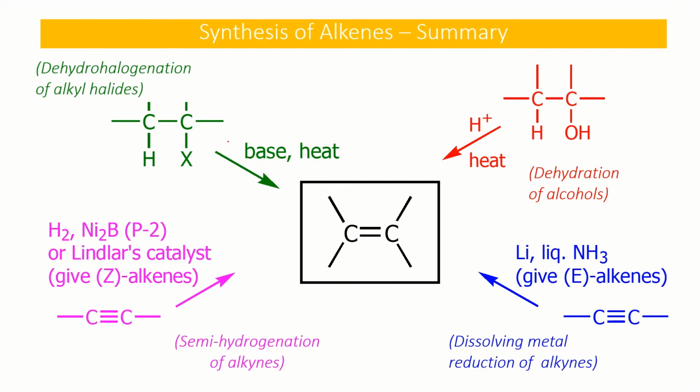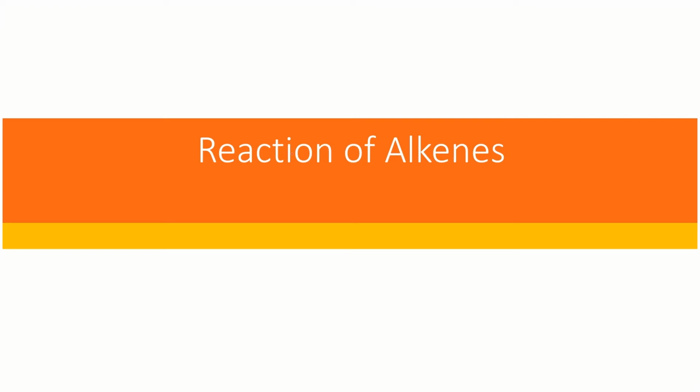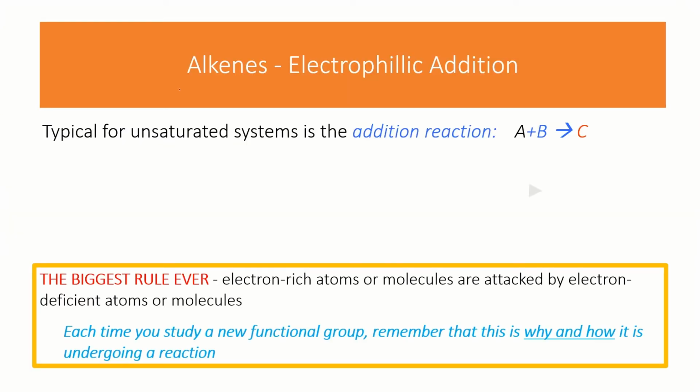we can also partially reduce alkynes to give the alkenes, and we'll talk about this later when we work with them. So let's look at the reactions of the alkenes. And as I stated to you before, the primary reaction is that of electrophilic addition.